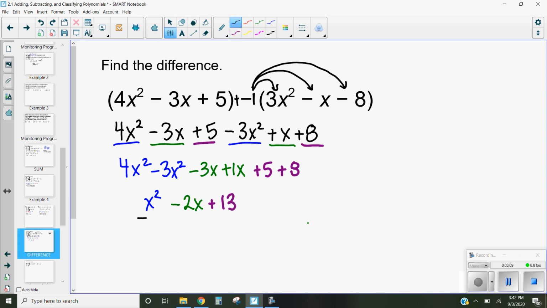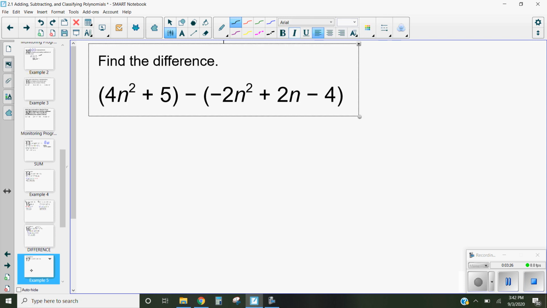So in the end, the difference between 4x squared minus 3x plus 5 and 3x squared minus x minus 8 is going to be x squared minus 2x plus 13. That's the difference between those two polynomials. Let's take a look at this next one and review it all together.